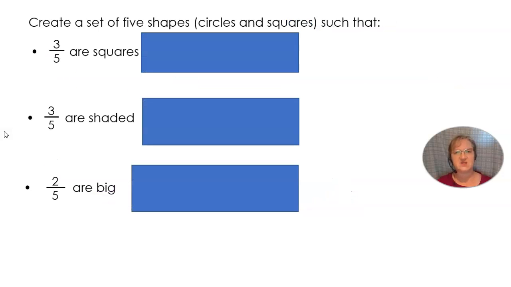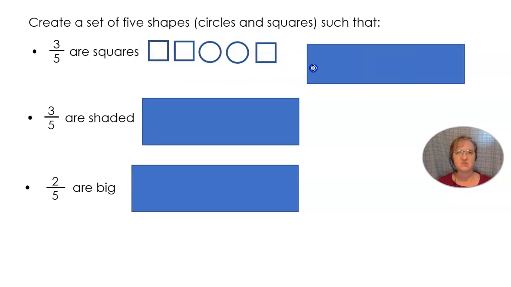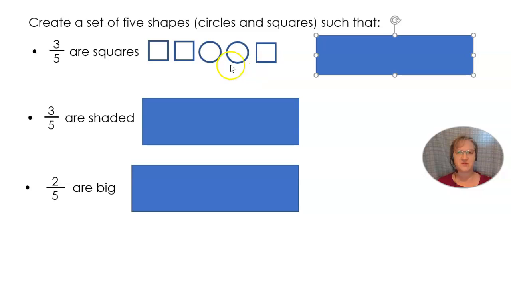On this one, create a set of 5 shapes that are circles and squares such that 3/5 are squares. So we want 5 total shapes, and 3 of those shapes are squares. Now instead of having to draw them, I pre-drew them for you to make them look nicer. So we've got a total of 5 shapes here. We've got 1, 2, 3, 4, 5 shapes. And 3 of them, this one, and this one, are squares. So 3/5 of the shapes are squares.